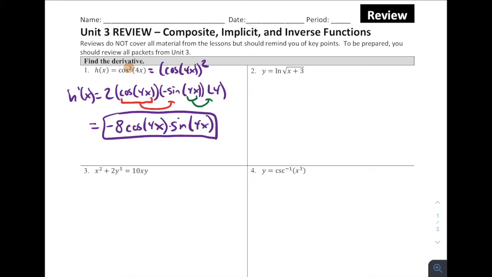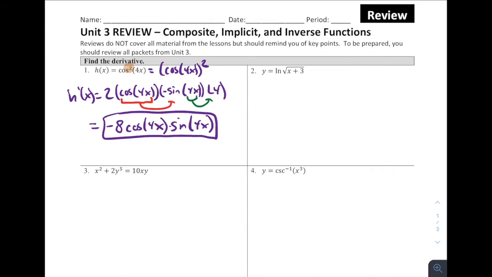Good usage of chain rule where we've got three layers for this one. Again, if you're having trouble with these types of problems, I do encourage you to label your f of x and your g of x. What's your outside function, your middle function, and your inside function as you're working through these. But for the sake of the review, I'm going to not show that.